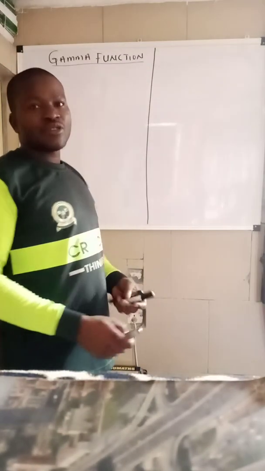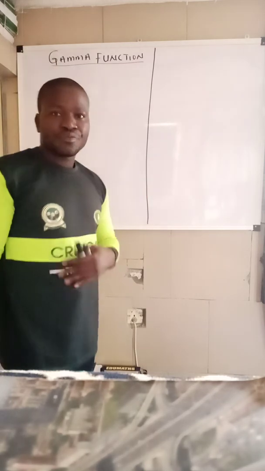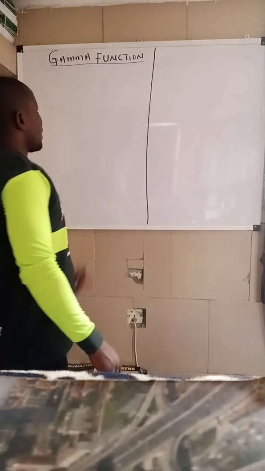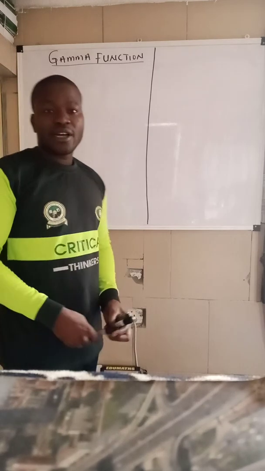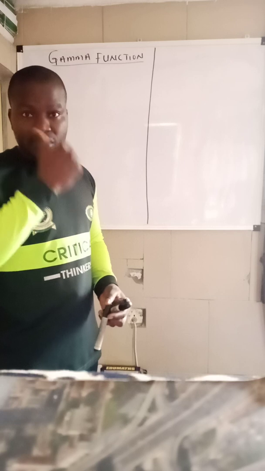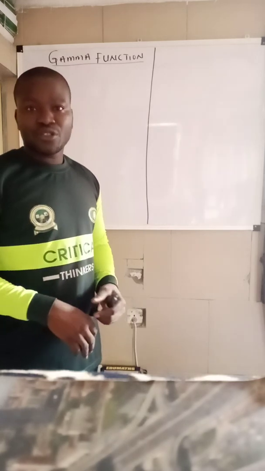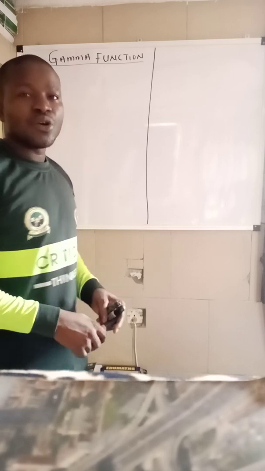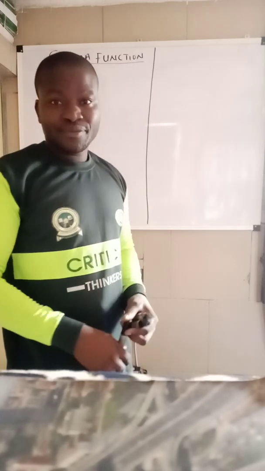Alright, in today's class we'll be talking about the gamma function, MTH 204. Before we start, I would like us to understand why we introduce the topic called gamma function. Okay? The gamma function was introduced by a Swiss mathematician, Leonhard Euler, to help us extend the factorial operation.